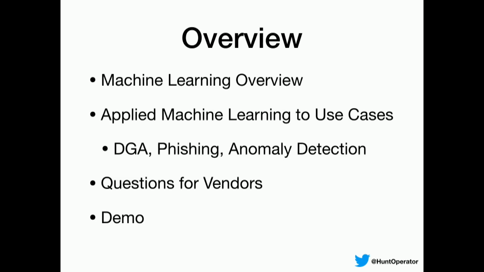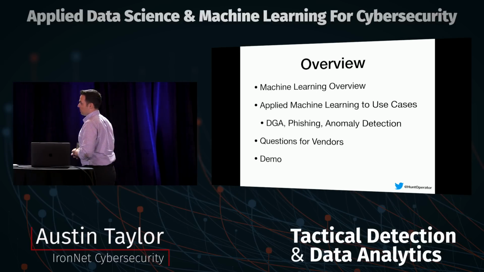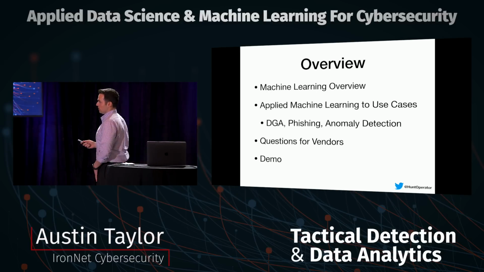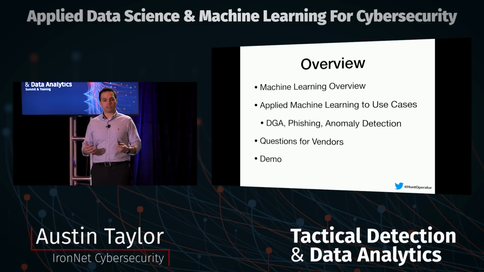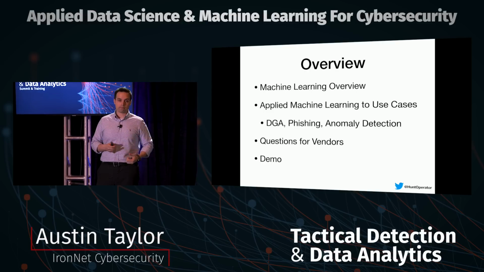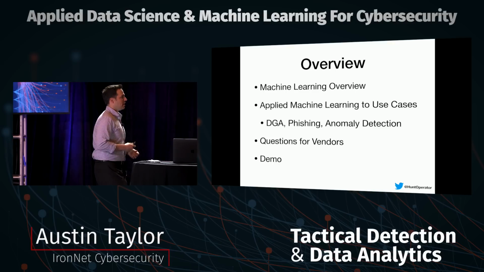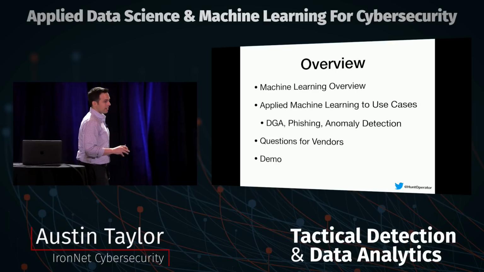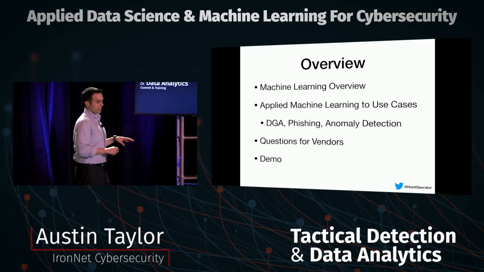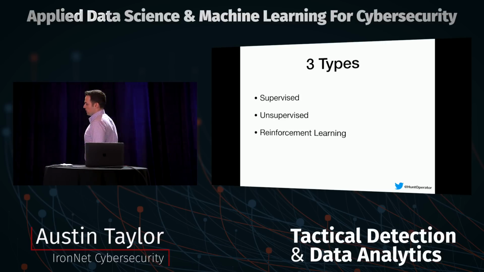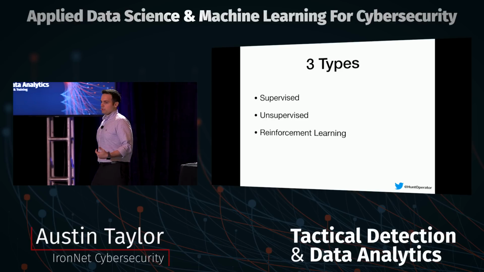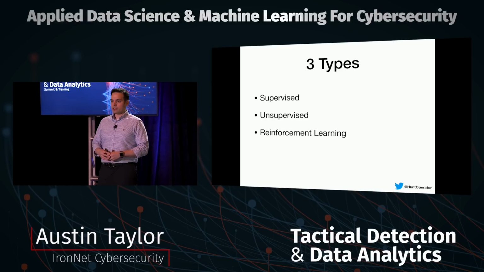Okay, so I'm going to give a high-level overview of machine learning and what is machine learning, and try to break down those communication barriers. Then I'm going to show you how to apply machine learning to some use cases, specifically DGA, phishing, and anomaly detection. I'm going to leave you with some questions you can ask of vendors who are making the machine learning claim, which I think are fair questions. And then finally, if there's enough time, I'm going to conclude with a demo of everything I'm talking about. So a high-level overview of machine learning, there's basically 3 types: supervised, unsupervised, and then reinforcement learning, or semi-supervised.